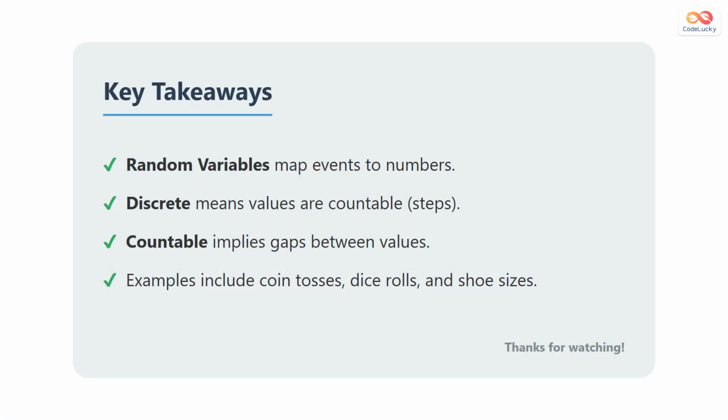To wrap up, remember that random variables map events to numbers. Discrete variables are countable, like steps on a stair, and they always have gaps between their possible values.